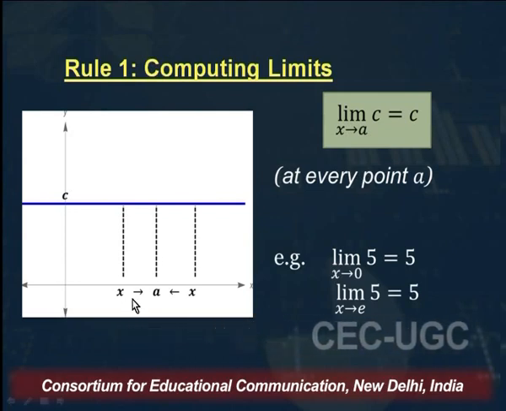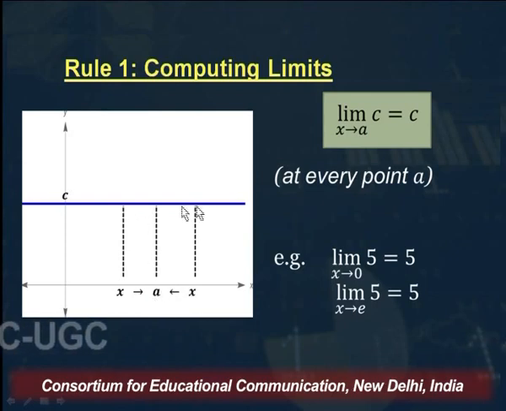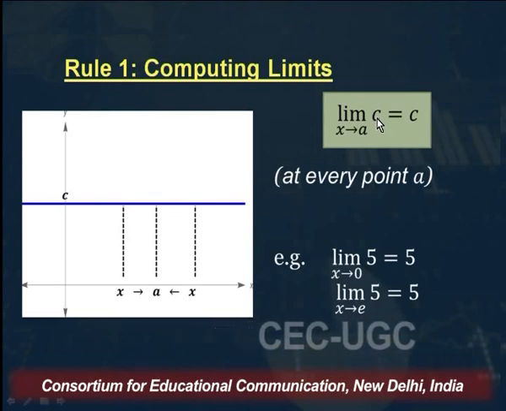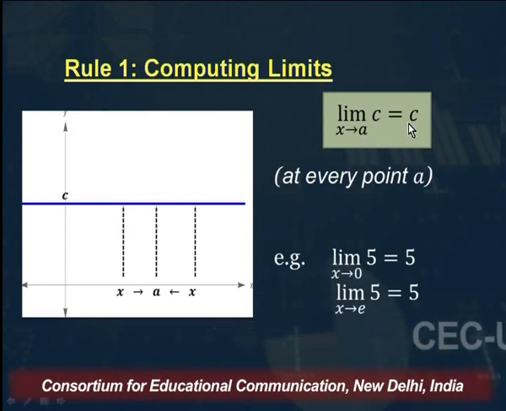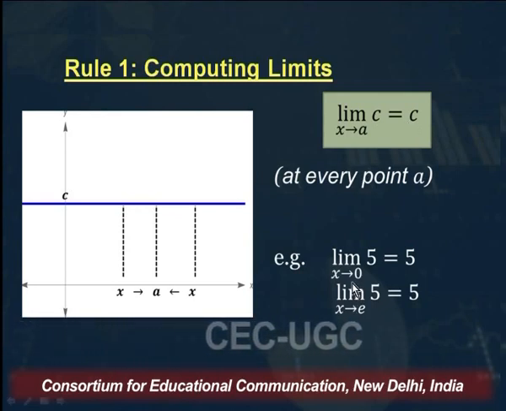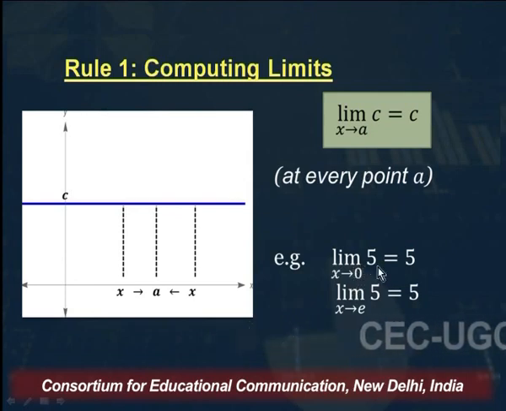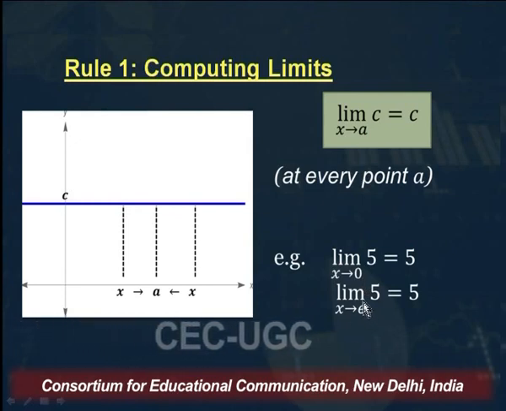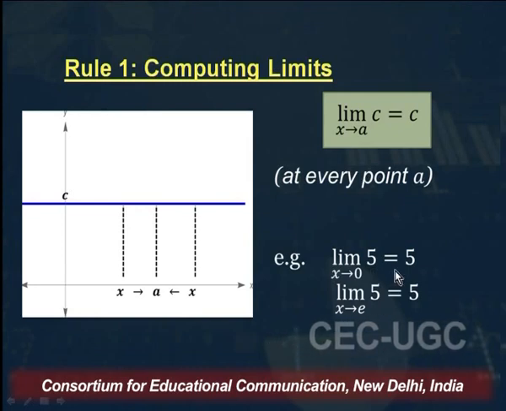So clearly as x approaches a, from wherever, the value of the function does not change. So the limit of the function, which is nothing but c, as x approaches a, is going to be the constant c itself. So for example, if we have a function which is equal to 5, so c here is 5, then the limit of 5, whether x approaches 0 or x approaches e or x approaches pi, whichever number you want to take, is going to stay as 5. Okay.